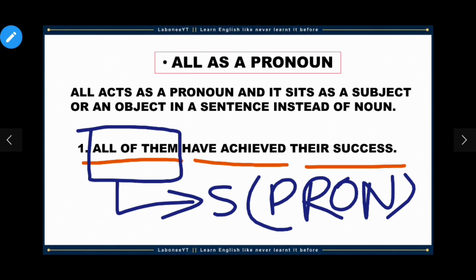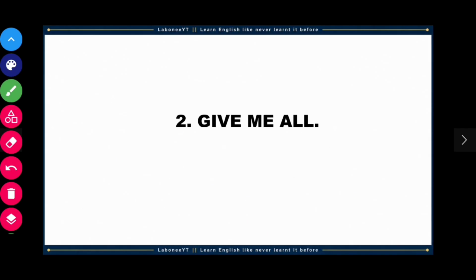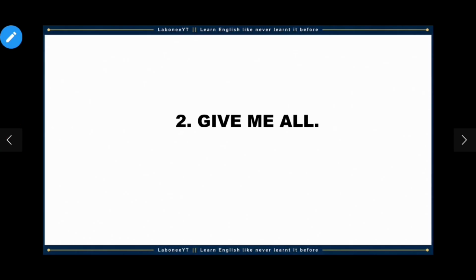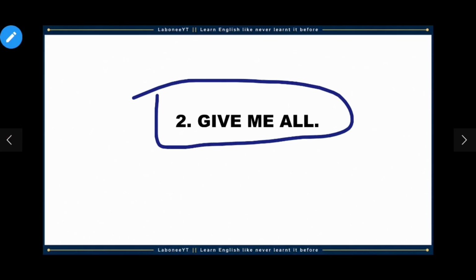Yes, in this way we can use "all" sometimes as a subject in the pronoun position. So let's take another example. If I say, "Give me all." Give me all, all. So here "all" works as an object.